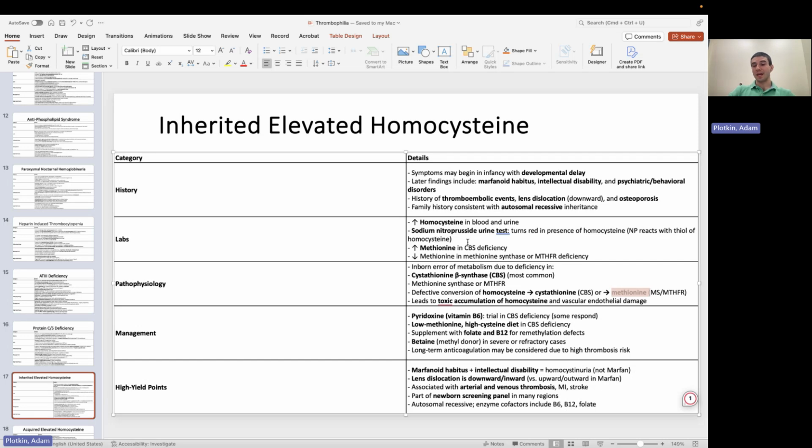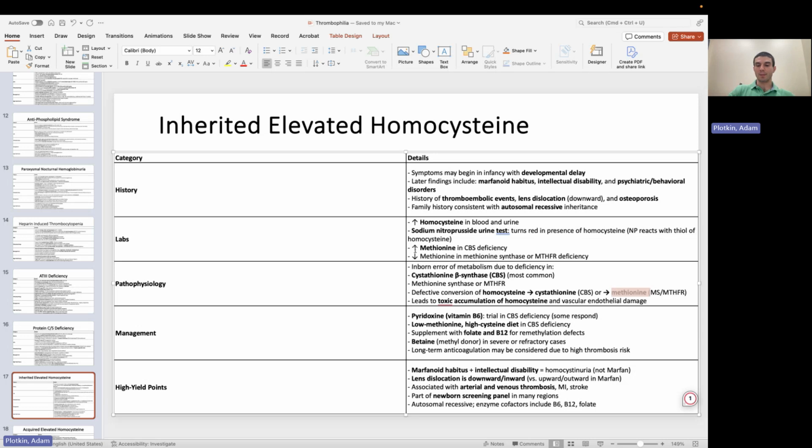So again, the patient has elevated homocysteine. Homocysteine should be broken down to cystathionine or methionine, right? We're going to throw homocysteine through this CBS enzyme, and that should make cystathionine. Or we'll throw homocysteine through this MTHFR enzyme, and it will make methionine. If either one of those enzymes is deficient, homocysteine has less paths to go through, and it will build up.